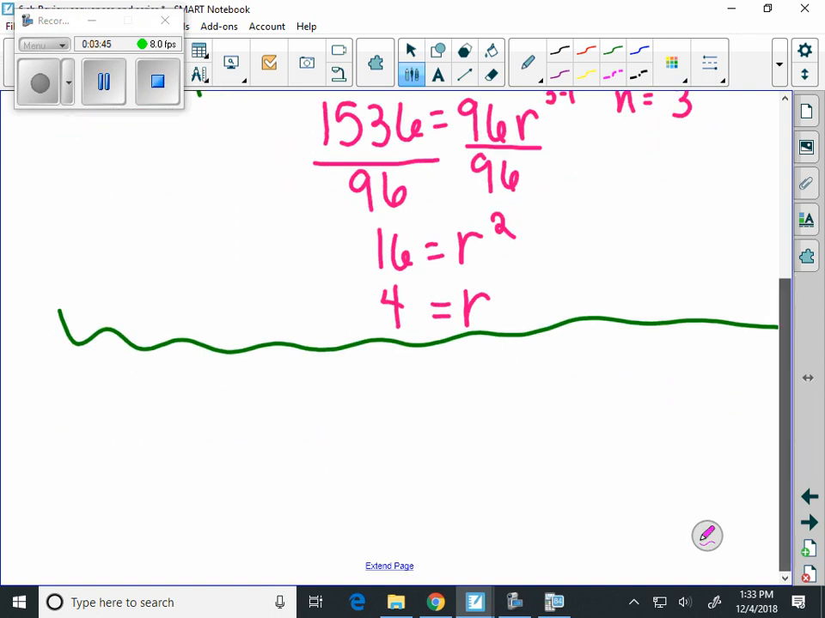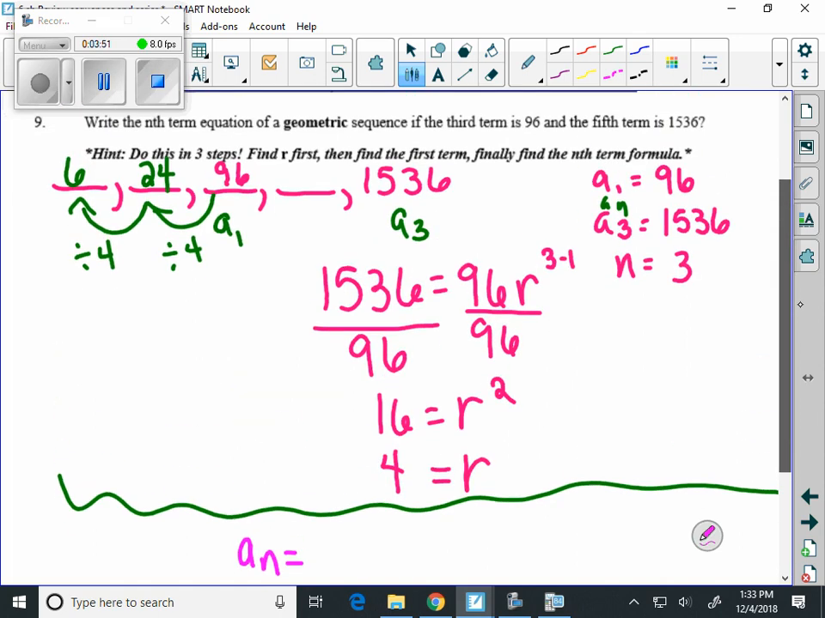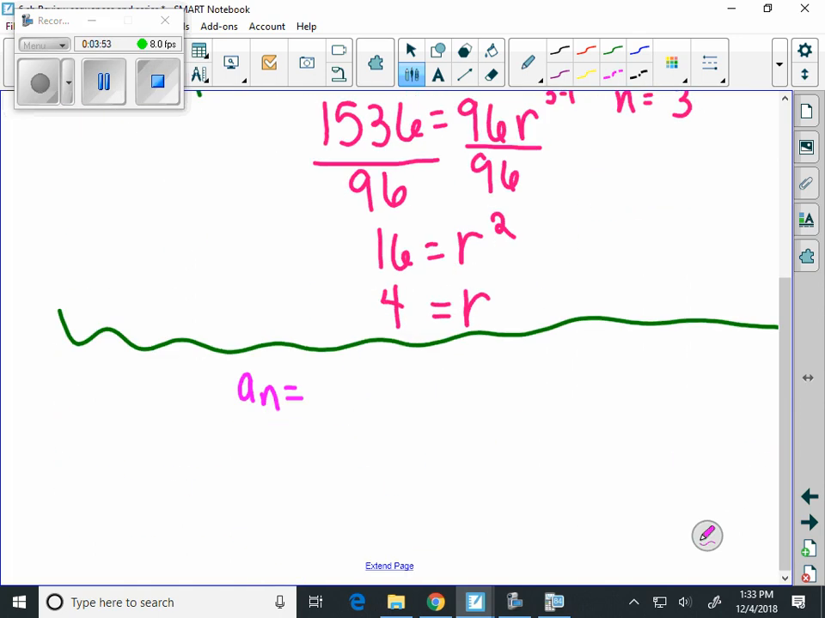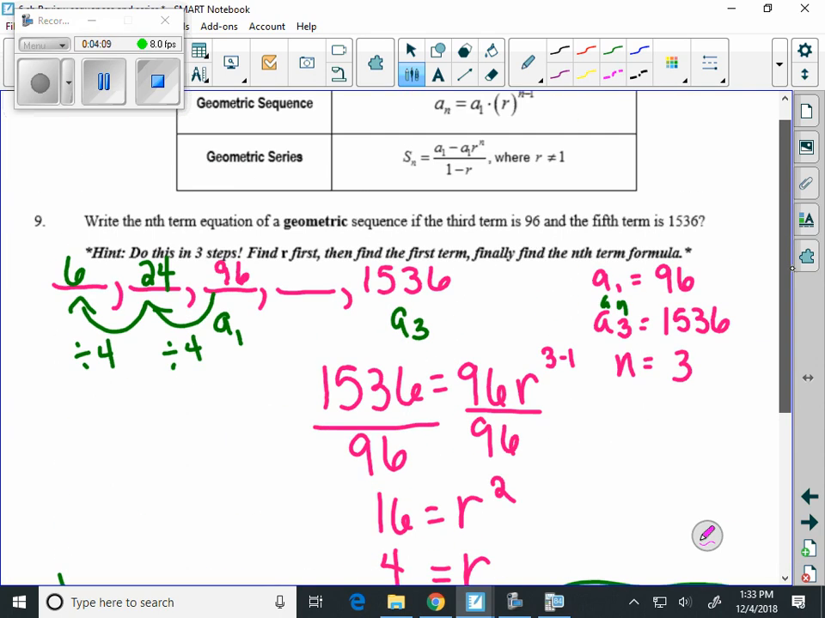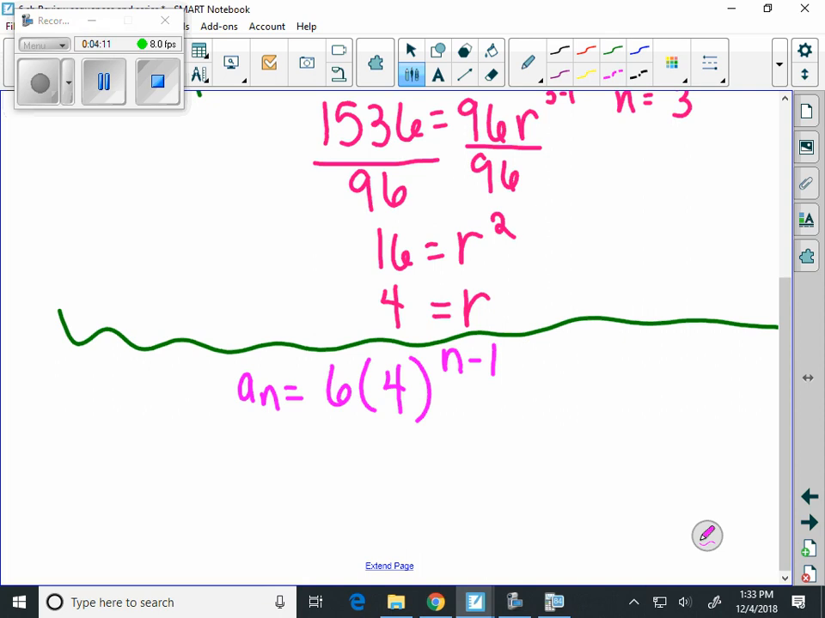And that is, because we want the nth term formula, so it's going to be a sub n equals a sub 1. Again, look up there at the formula, but a sub 1 is 6 now. That's the real first term in the problem, not the first term that we're given. Times r, which we found a couple moments ago, and then it's going to be to the n minus 1. Filling in that top formula in this problem.